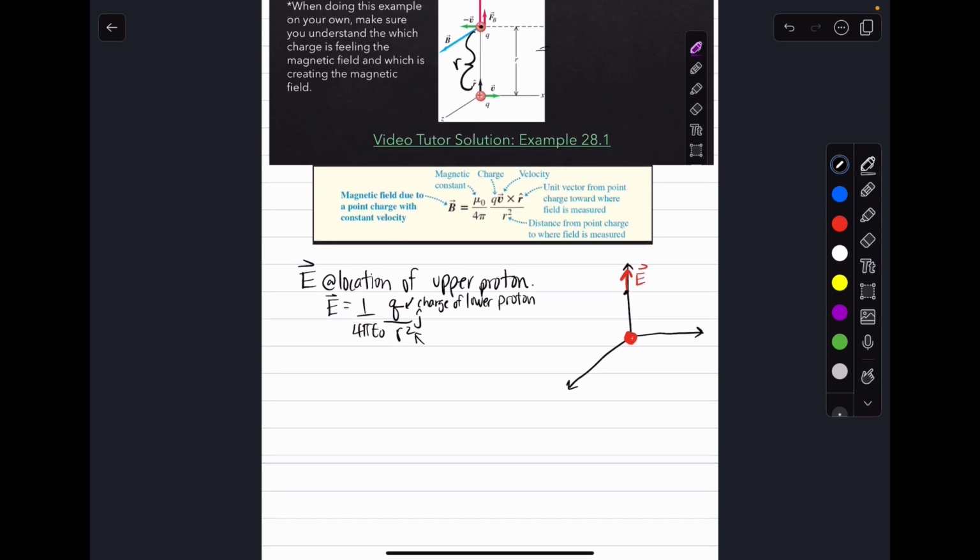So let's find B now. We're finding the B created by the fact that that lower proton is moving along the x-axis to the right at speed v. So we're going to use the equation that we just learned. It's going to be Q v cross R hat over R squared. So let's fill in these blanks.